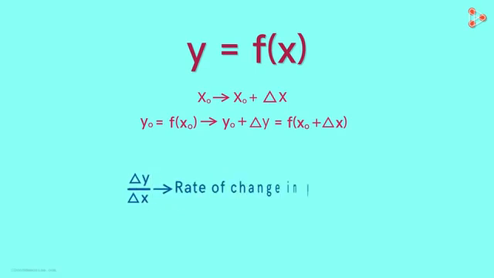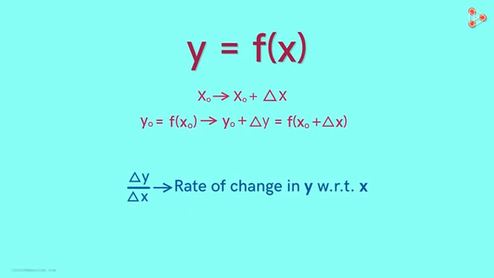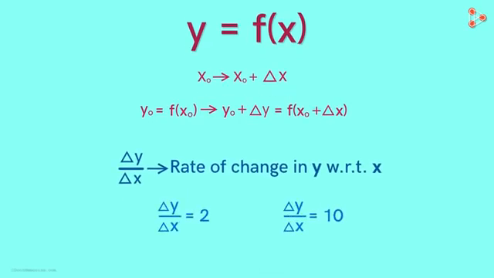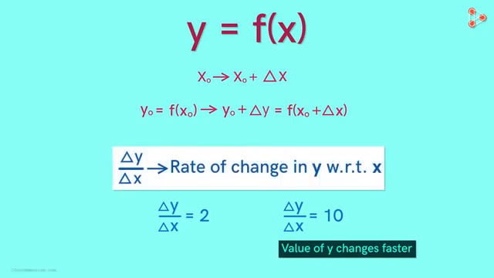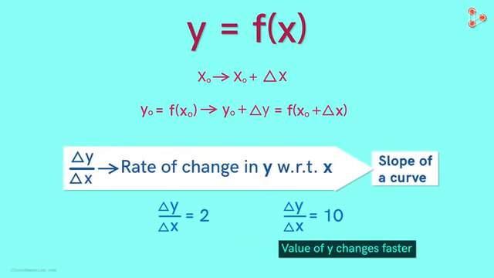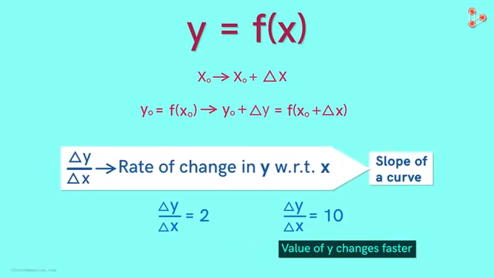It tells us the rate at which the value of y changes in proportion to the change in x. For example, consider these two ratios. As the ratio in the second case is greater, the value of y will change relatively faster here. This rate of change for a function is actually related to the slope of a curve. Let's see how.